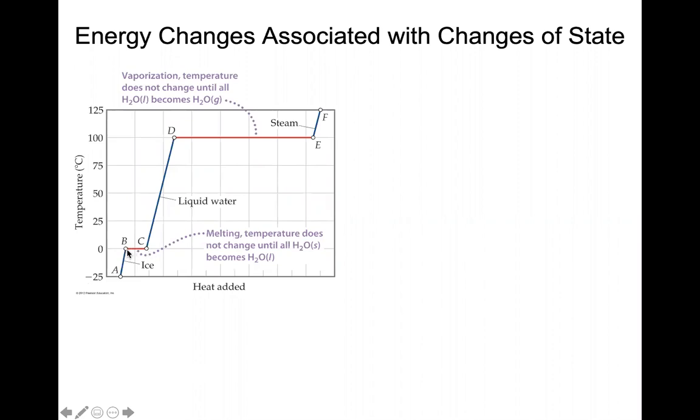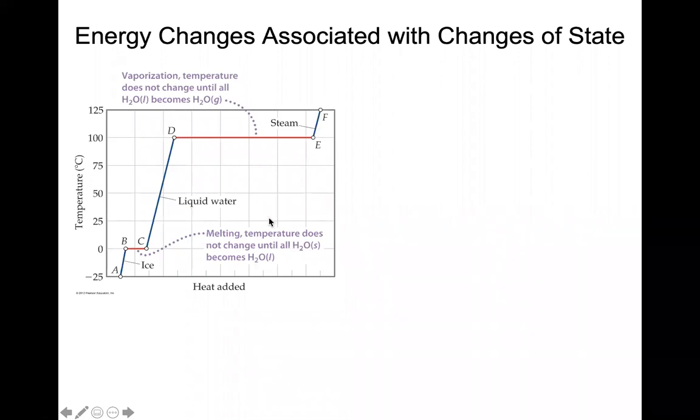There's a plateau here between B and C when the ice is melting. Then the water increases temperature as heat is added. Then there's a very long plateau when it's being vaporized. You've turned it all into the gas, and then it rises up again from there.